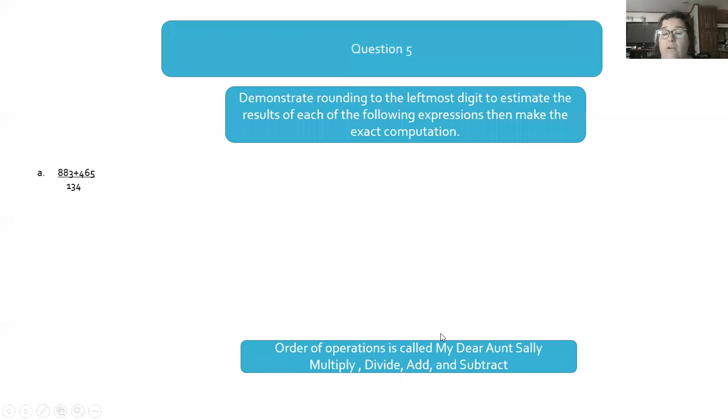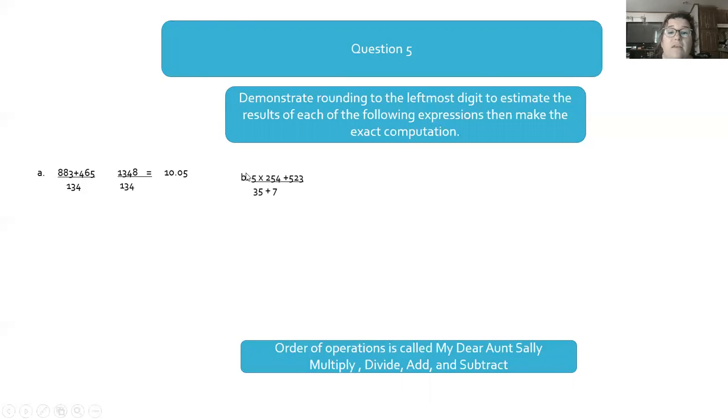Now, here is order of operations. It's called My Dear Aunt Sally. My stands for multiplication, dear stands for divide, Aunt stands for add, and Sally stands for subtract. So we need to do this in this order. So what we're going to do is add first, and it's going to give us 1,348. We bring over the 134, and then we're going to divide, which gives us 10.05, which is our answer.